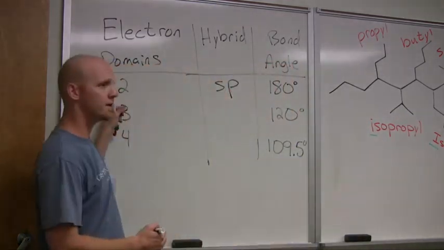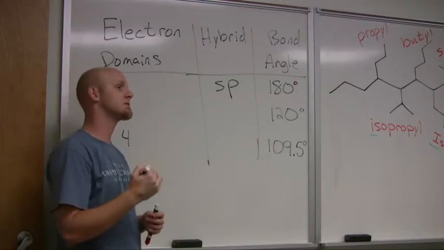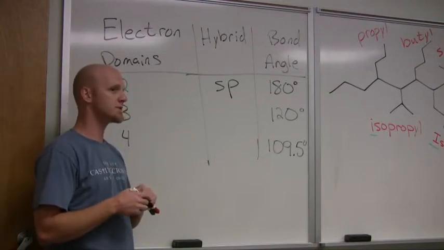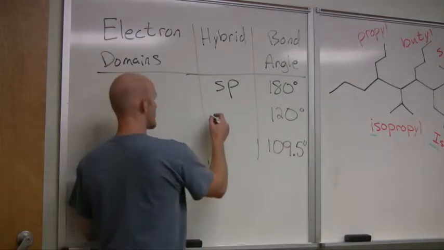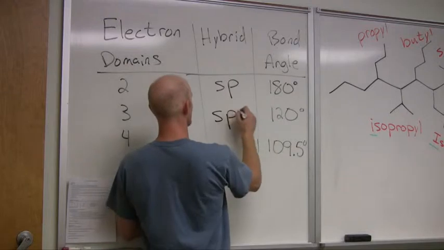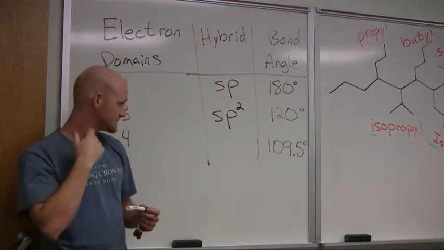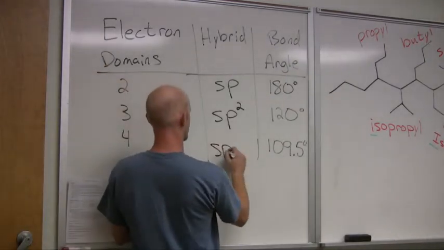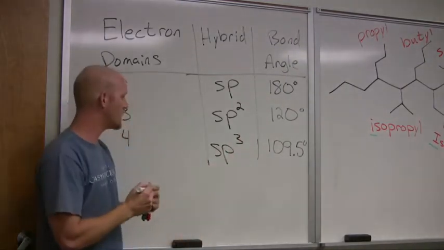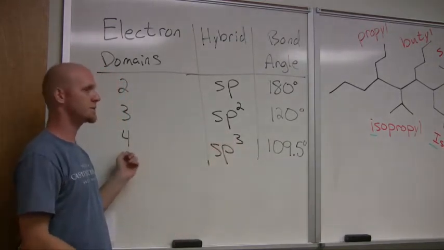For three electron domains, you need three hybrid orbitals. To get three hybrid orbitals, you have to mix three orbitals. What are the first three available orbitals? s, p, and p. But to call it spp would sound pretty dumb, so we call it sp2. And then four electron domains: sp3, made from one s and three p orbitals, for a total of four orbitals for four electron domains.